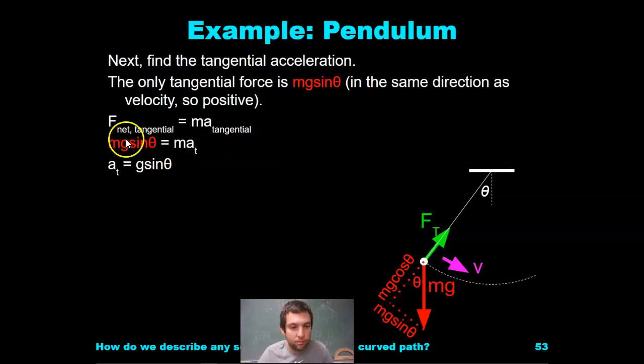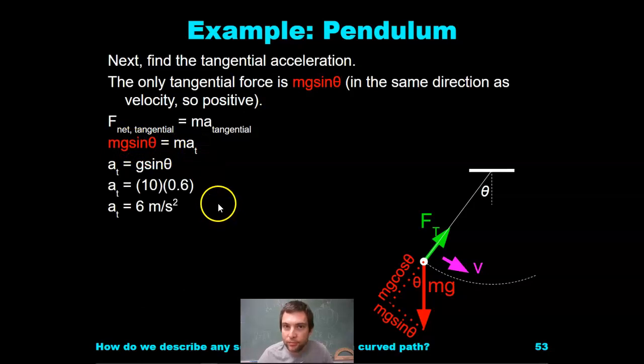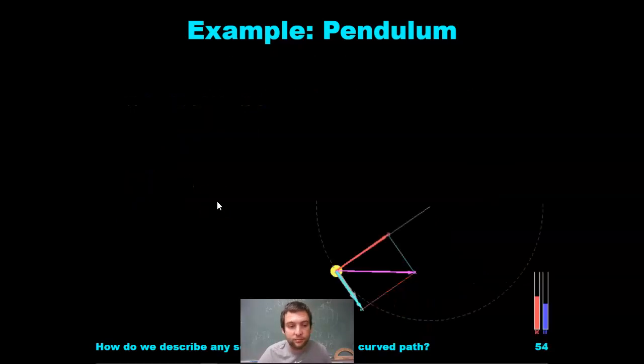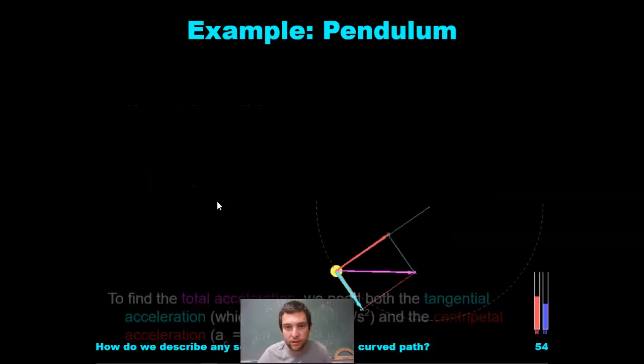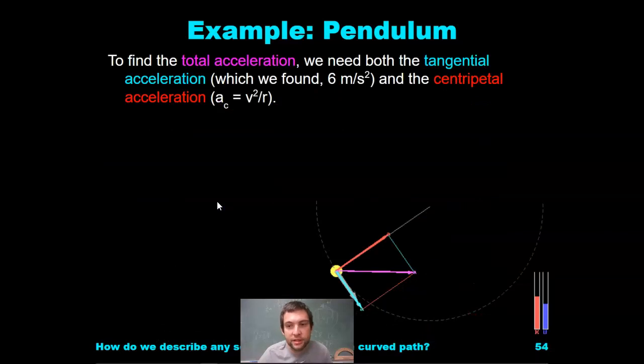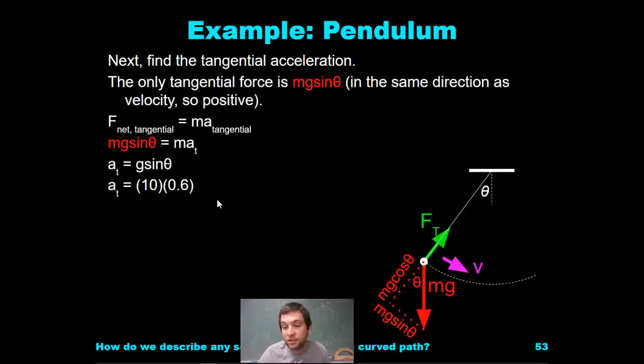So masses cancel out on each side, and we're left with g sine theta is the tangential acceleration. That is how fast we are accelerating every second, and that's 6 meters per second squared. To find the total acceleration, we need the tangential acceleration and the centripetal acceleration. Now it's just vector addition.